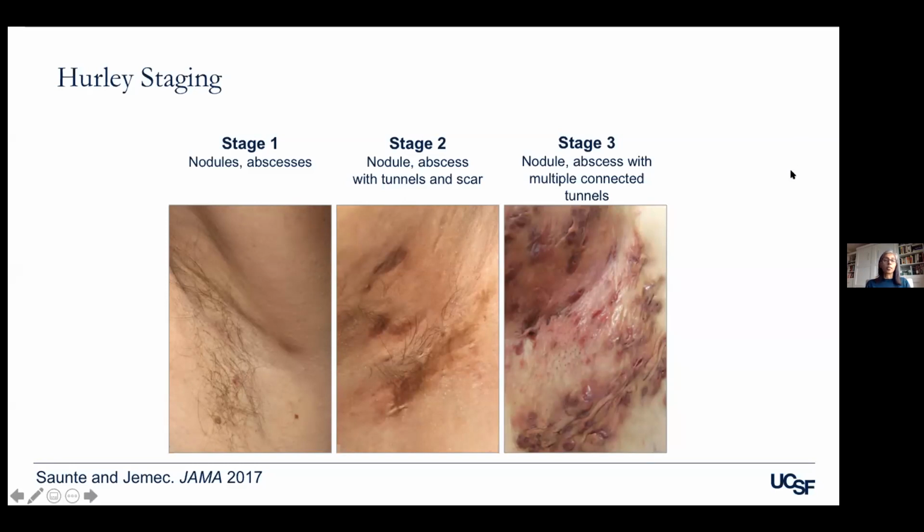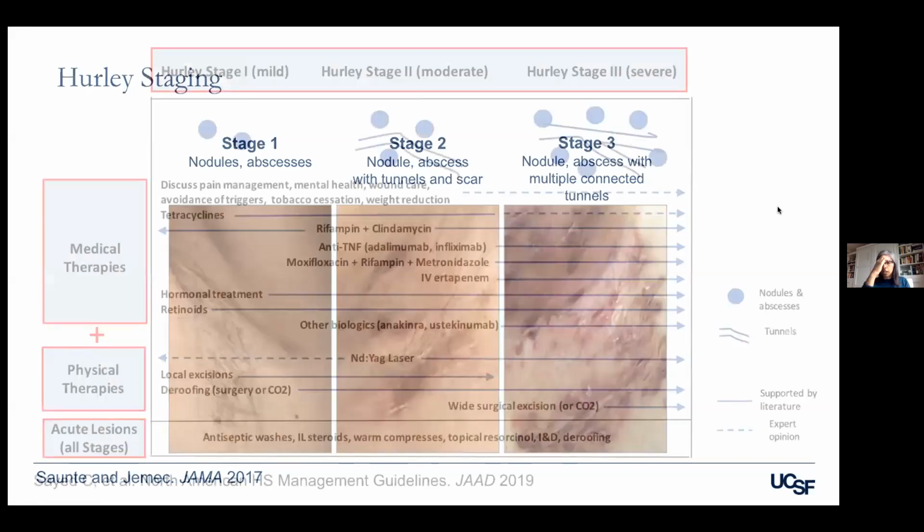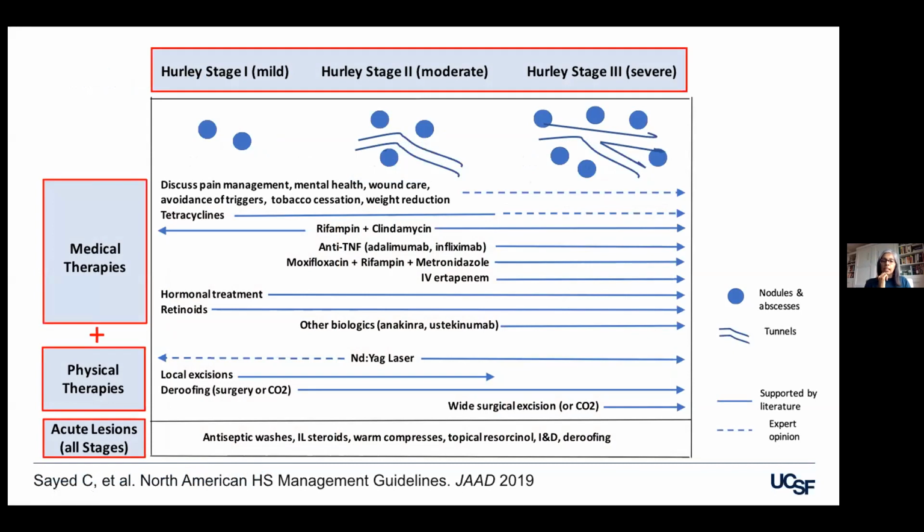This is a staging system, as I mentioned, developed by a plastic surgeon and was really meant to be used to guide the decision-making around surgical management of HS. But it is the simplest disease severity measurement tool out there, and now has been adopted for making medical management decisions as well. So I'm going to show you here a diagram from the North American HS management guidelines that were published last year. This is the first set of guidelines published in the US for management of HS.